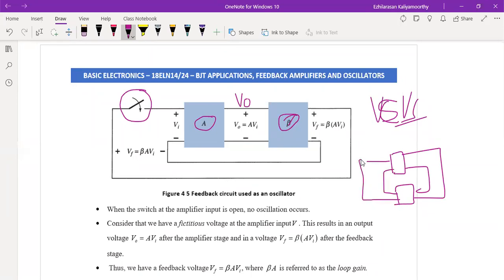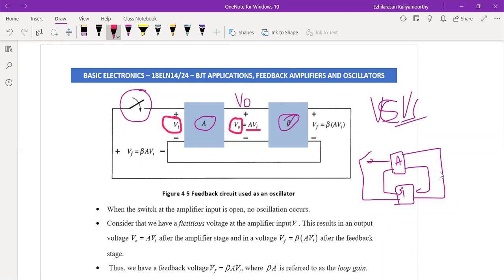So this is your switch. This will be your A, this will be your beta. See, both are the same. So now VI will be this one. This is your VI, the input voltage, then the output voltage. How would the output be? V naught is equal to A into VI. That is what we got.